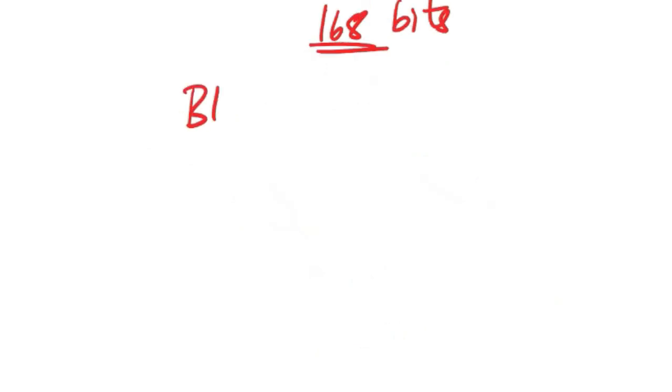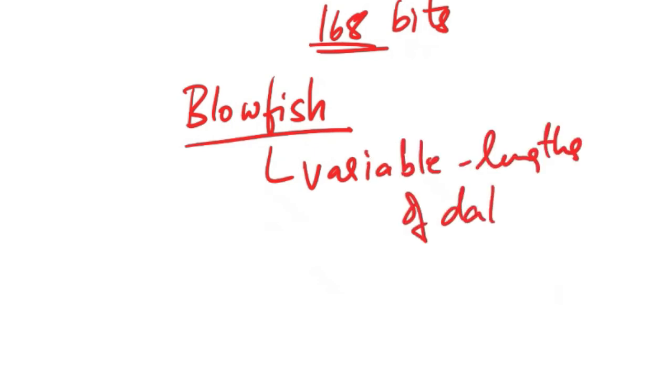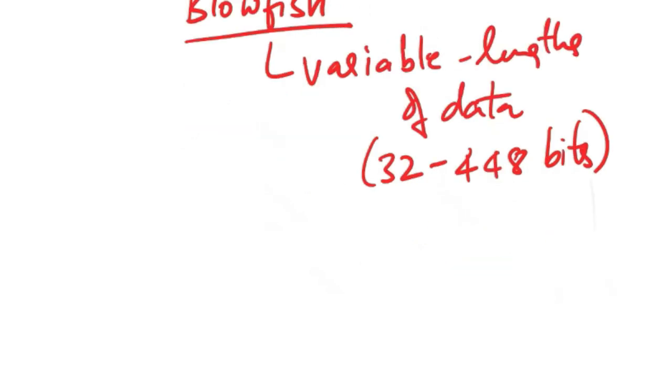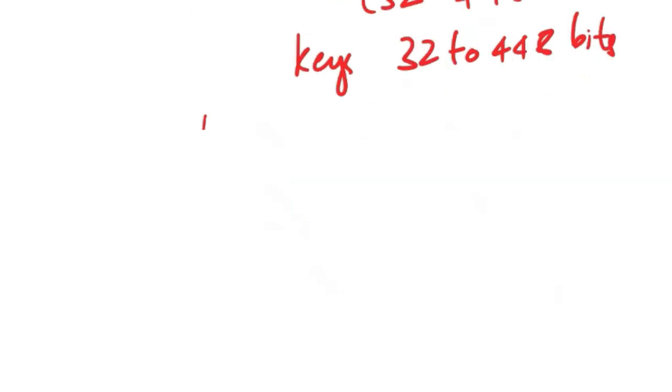Another example of symmetric cryptography is Blowfish. This operates on variable length blocks of data, from 32 to 448 bits, and supports key lengths from 32 to 448 bits. Blowfish is known for its simplicity and fast encryption and decryption speeds. However, it is no longer recommended for new applications due to potential vulnerabilities and the availability of more secure alternatives like AES.